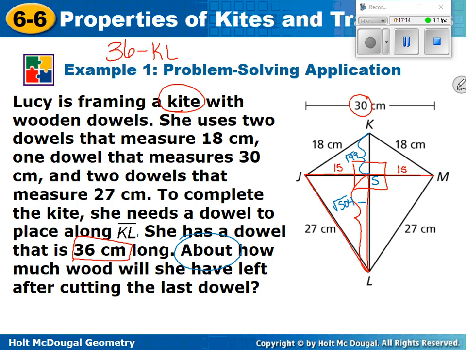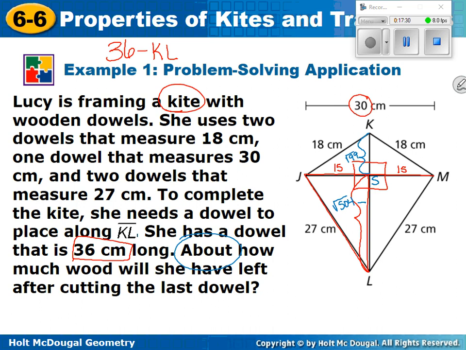32.39. Okay, and that keeps going. Is that our answer? No, the question was how much does she have left? So we need to take 36 and subtract this number in our calculator. And then we can round.